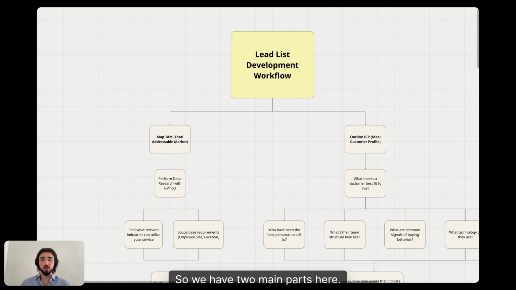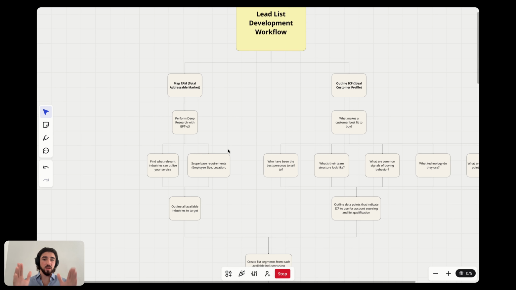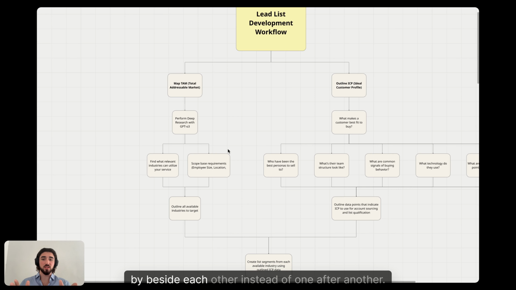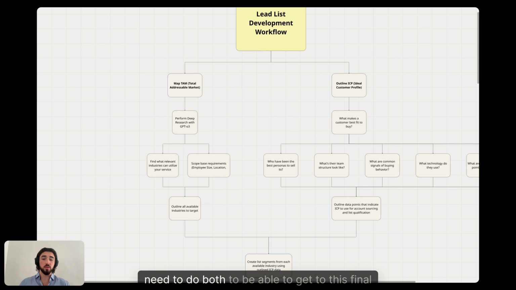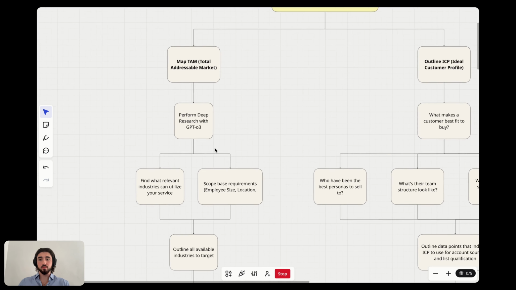So we have 2 main parts here. We have mapping the TAM and then also outlining the ICP. I'll go over mapping the TAM first. I have these 2 beside each other instead of one after another because you kind of do it at the same time. But you do want to start with mapping your TAM first and then outlining your ICP, and then you need to do both to be able to get to this final point.